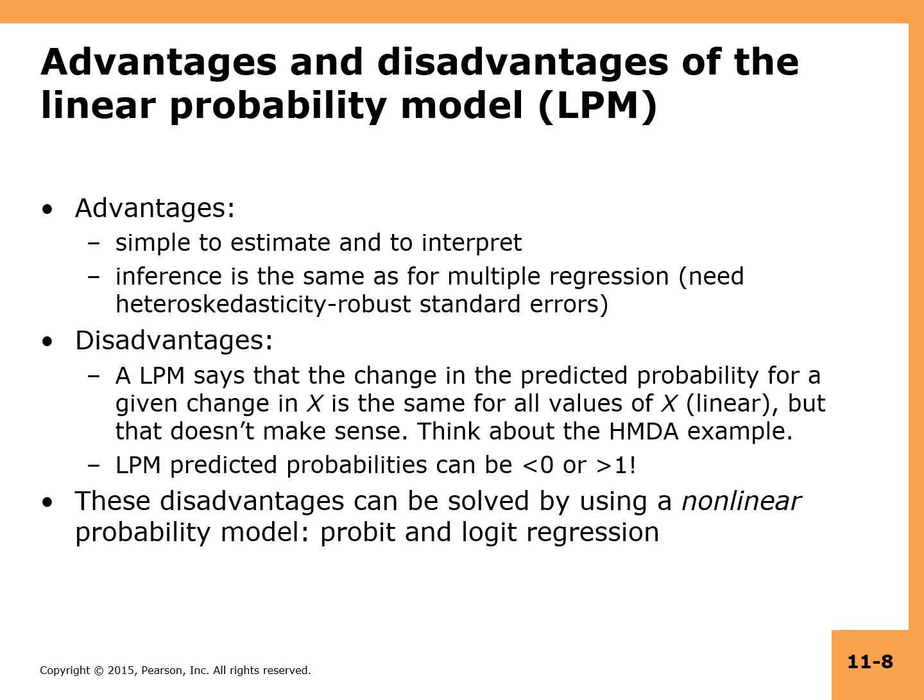So some of these disadvantages can be resolved by using a nonlinear probability model. And we're going to explore these two different nonlinear probability models in the next lecture, which are called probit and logit regression.